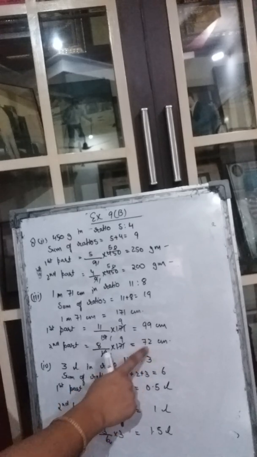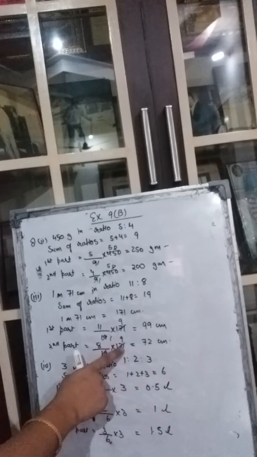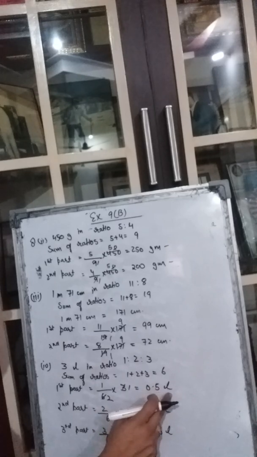Okay. Again find the sum of the ratio. What is the sum of the ratio? 1 plus 2 plus 3 is equal to 6. So what will be the first part? The first ratio is 1. Okay, 1 upon the sum of the ratio, 6, into what we have to divide? 3 liter we have to divide, into 3. So it will give you 3 ones are, 3 twos are. So 1 upon 2, that means 0.5 liter.